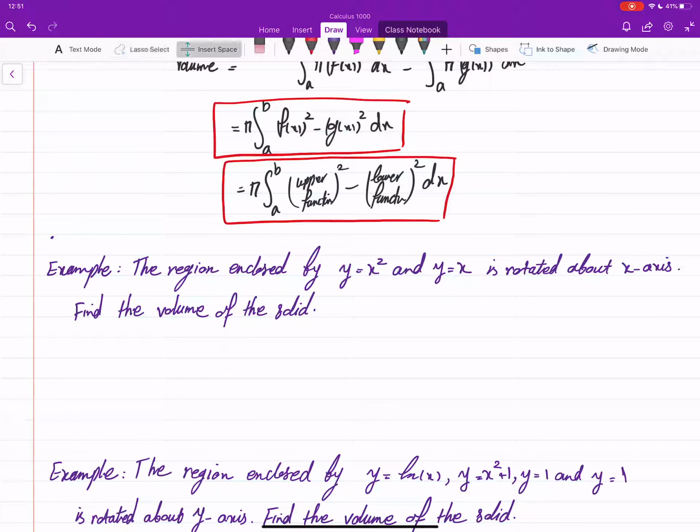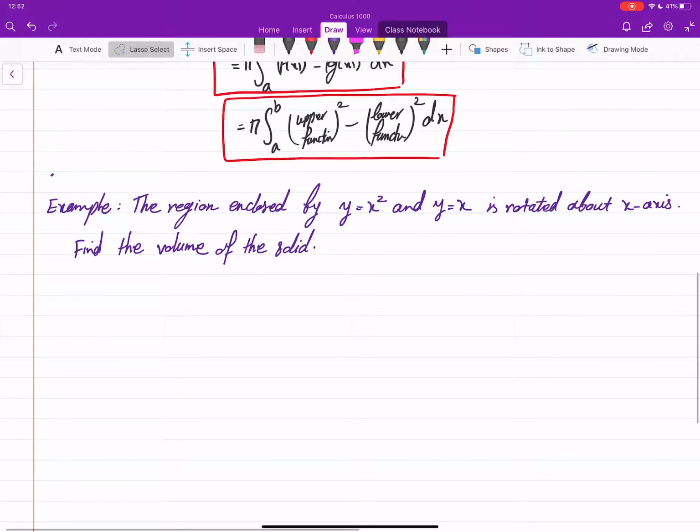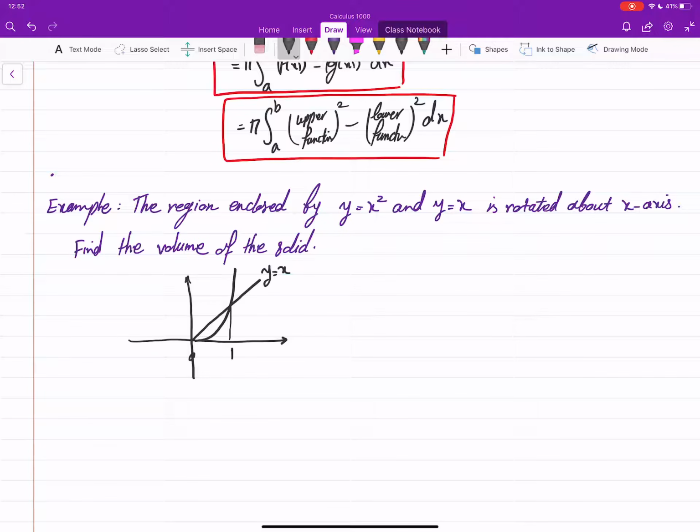I will need more space definitely. Okay. A region enclosed by these objects. I always do sketching, because sketching things helps us to understand better. y equals x squared. Well, it can go both sides, but the other one, y equals x, is just one side. So the region is on the interval 0 to 1, between these two.